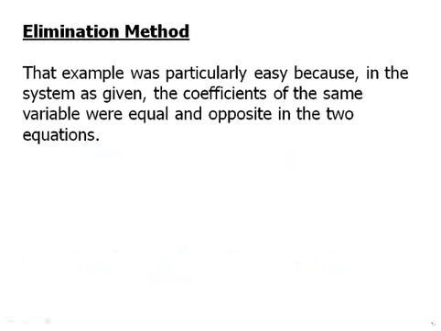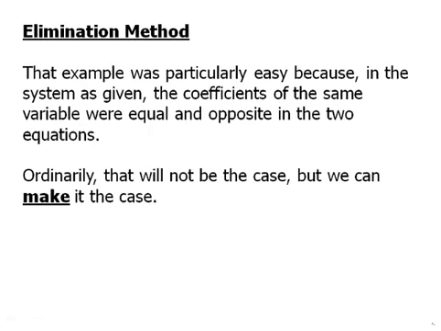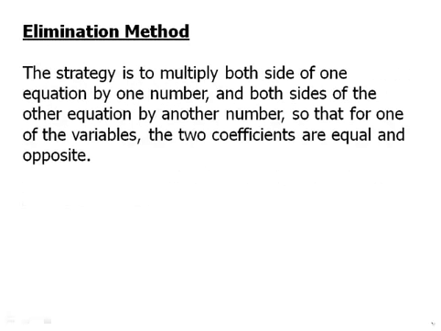That example was particularly easy because in the system as given, the coefficients of the same variable were equal and opposite in the two equations. So really that was almost handed to us on a silver platter. Ordinarily, it will not be the case, but we can make it the case. The strategy is to multiply both sides of one equation by one number and both sides of the other equation by another number, so that for one of the variables, the two coefficients are equal and opposite, so that when we add, they will cancel and you will eliminate that variable.